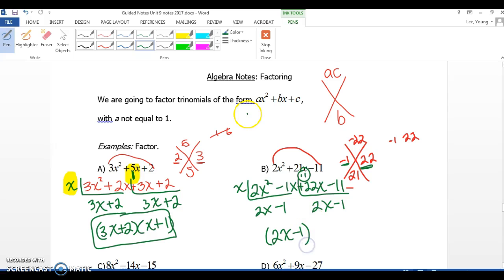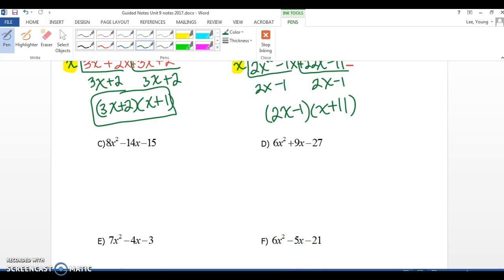And then what's left over? As you see, x and positive 11. x plus 11 will be my answer. It's really not bad, right? Okay, let's try one more. Okay, let's skip C. Let's move on to D.